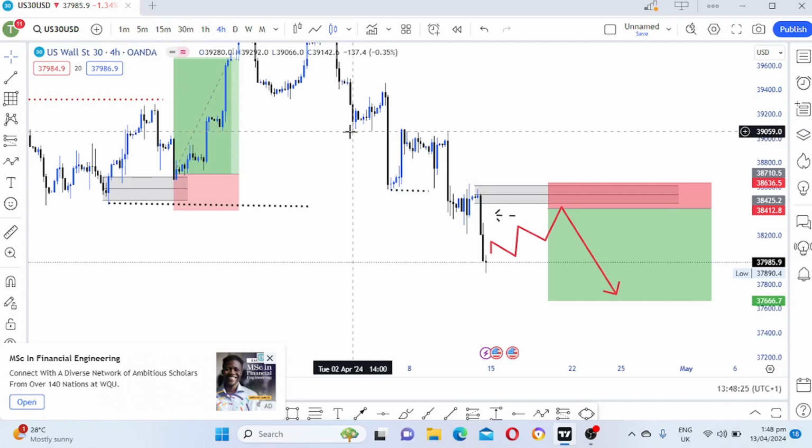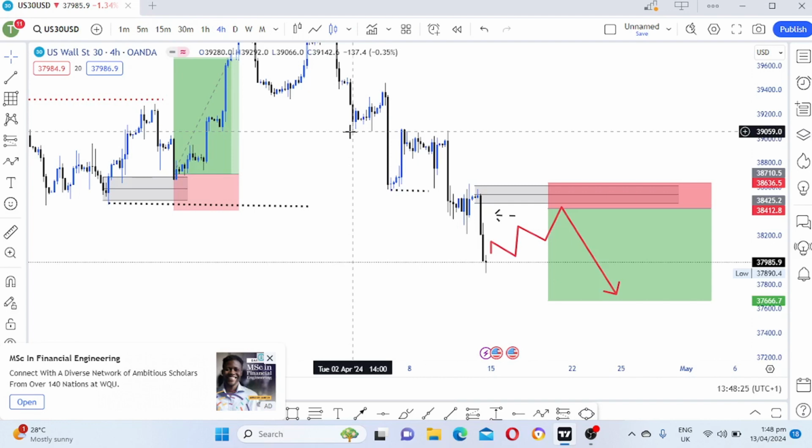We see there is an imbalance up here that has to be filled for price to continue to the downside, or price could just break that high. Once price breaks this high, guys, it's confirmed that we have shifted from lower lows to higher highs, because this high is the one that broke this low. It's confirmed that we are in a downtrend.